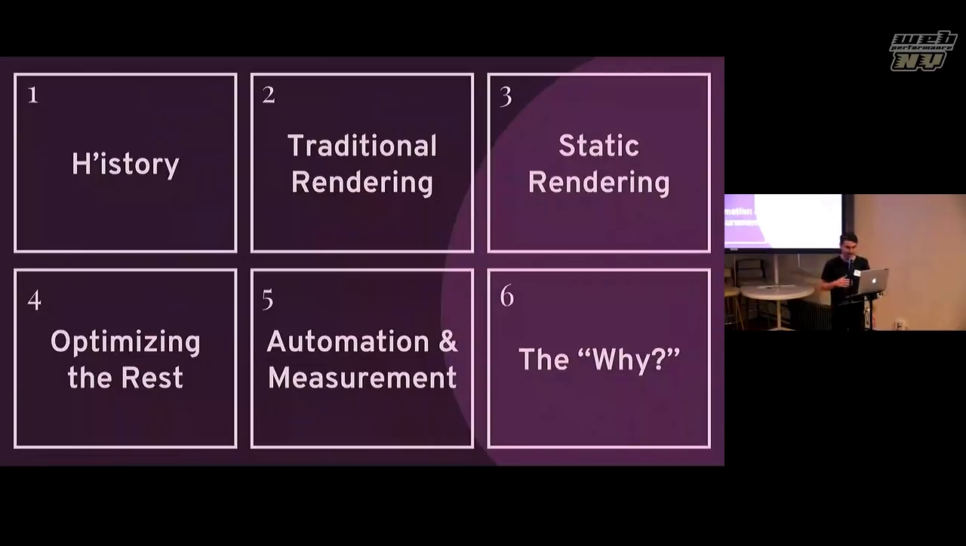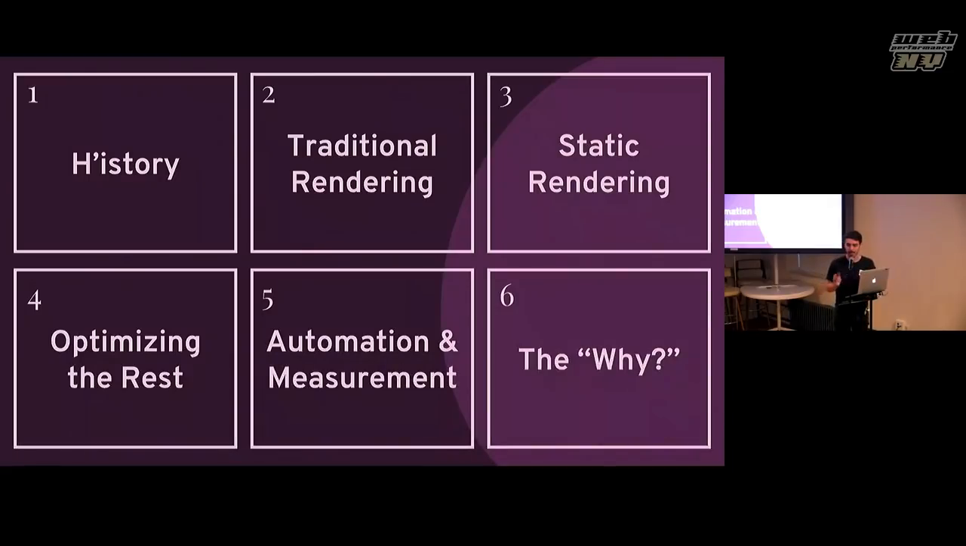Cool. So we're going to be talking about a few different things today. We're going to start off with some of the history of Harry's. That apostrophe is not a typo. That's a thing we do at Harry's, where it's H apostrophe. So it's Harry's history. We're going to look at some traditional rendering approaches, so server-side rendering and client-side rendering and how we use those on harrys.com. Then we're going to look at static rendering, which is what we used for Flamingo, and some of the benefits and trade-offs of that.